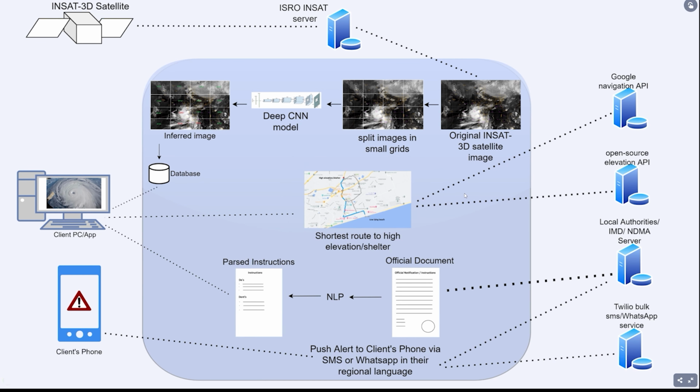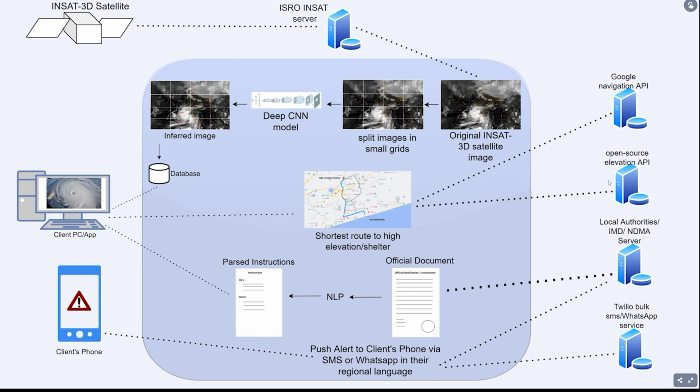So this was the main functionality that we have, along with several small functionalities that I am now going to explain about. Collectively, all these functionalities will help save precious lives during or even before a cyclone has formed. So this is our shortest route to high elevation slash shelter functionality.